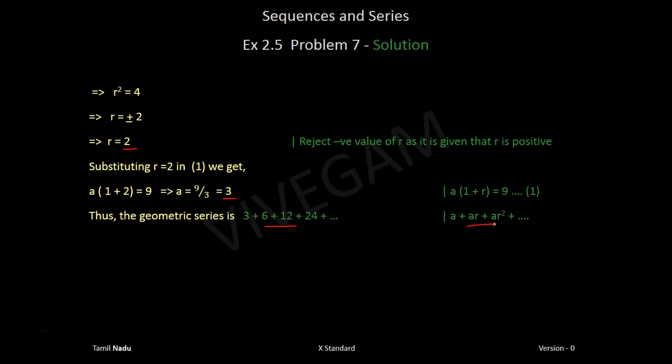T1 plus T2 is A plus AR. Then similarly you get another equation for T3 plus T4. Solve these two equations for A and R. Once you have the values of A and R, you can go ahead and write the geometric progression.